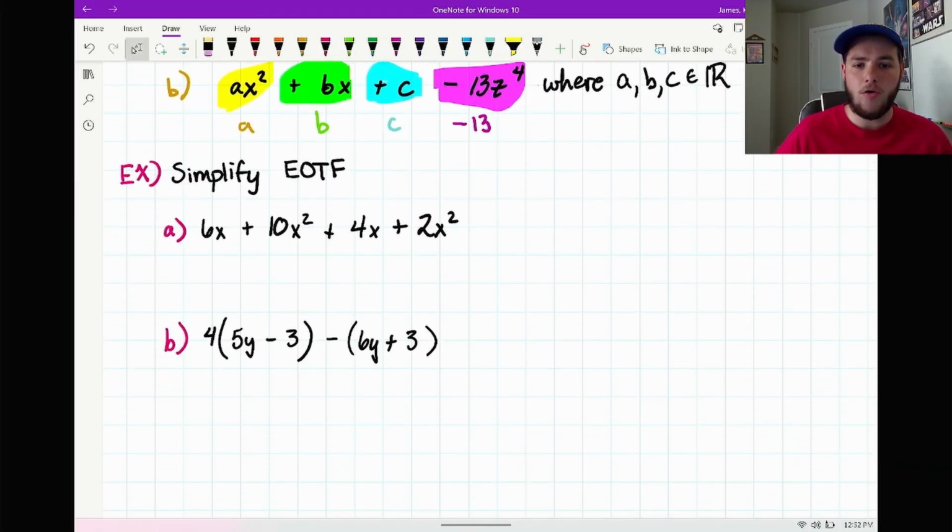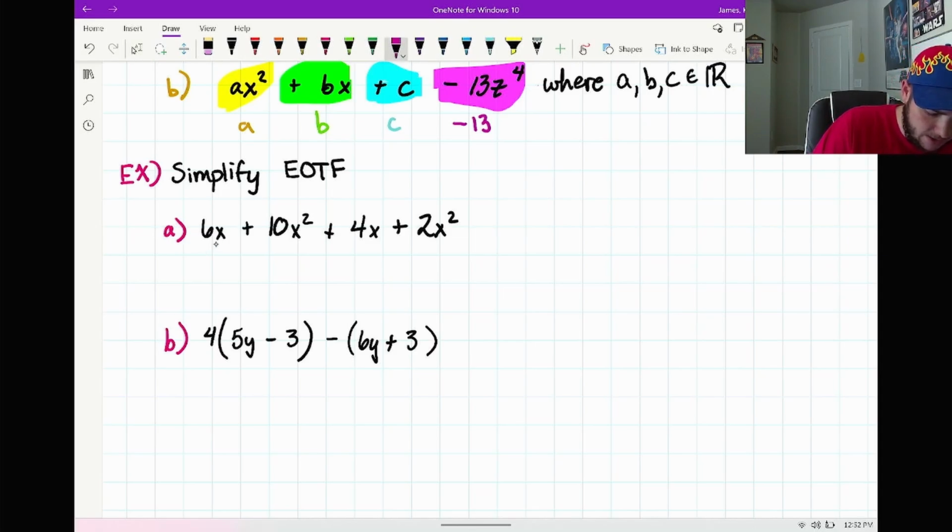Let's put all of this stuff together to simplify each of the following expressions. Let's do the first one together. Using our commutative, associative, and distributive properties, I can combine like terms. Notice I've got a 6x, and I'll use a highlighter here. I've got a 6x and a 4x.